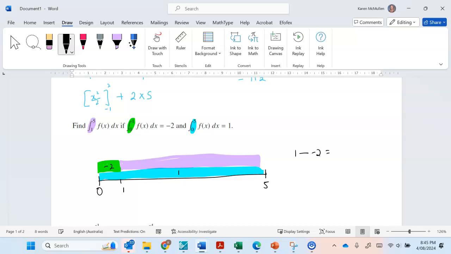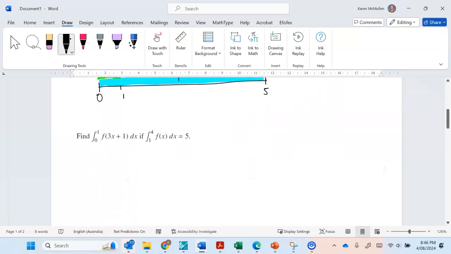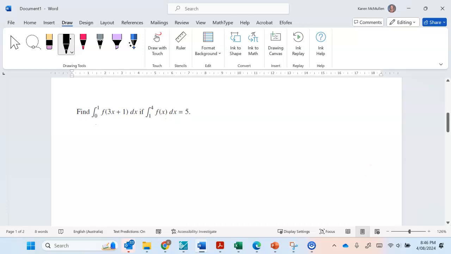And that gives you 1 plus 2, which is 3. All right, so just thinking of it in terms of a number line can help you sometimes visualize it a bit easier. Questions like that do appear on exam questions, usually as multiple choice. And we're going to do some multiple choice in a sec.